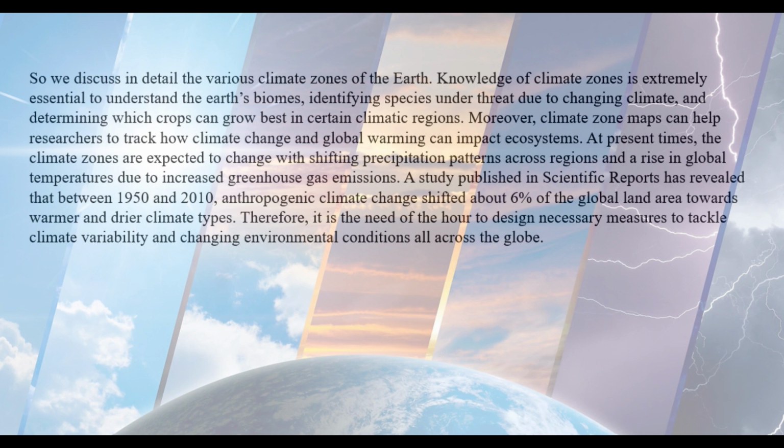At present times, the climate zones are expected to change with shifting precipitation patterns across regions and a rise in global temperatures due to increased greenhouse gas emissions. A study published in Scientific Reports has revealed that between 1950 and 2010, anthropogenic climate change shifted about 6% of the global land area towards warmer and drier climate types. Therefore, it is the need of the hour to design necessary measures to tackle climate variability and changing environmental conditions all across the globe.